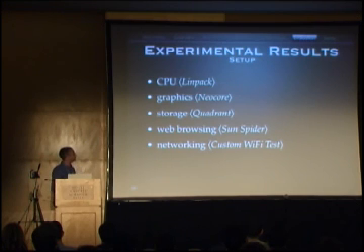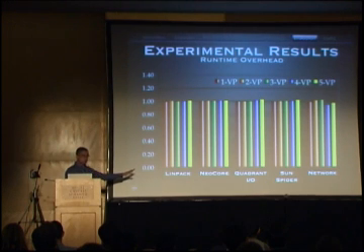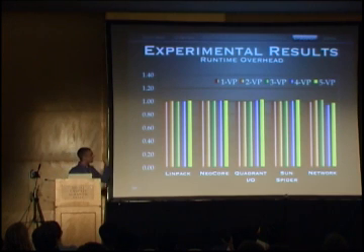So, performance numbers. Along the x-axis, we have the benchmarks. The y-axis represents overhead, where 1 is stock performance, and anything above that is additional overhead added by our system. Here you can see we add less than 2% overhead across the board.